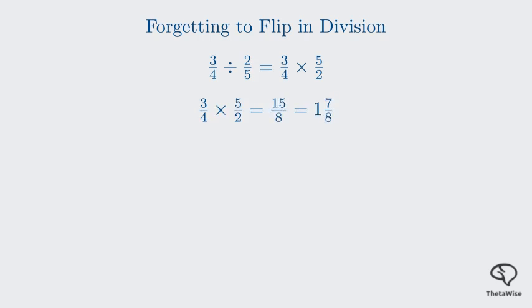Now we multiply across. 3 times 5 is 15, and 4 times 2 is 8. The answer is 15/8, which can be written as the mixed number 1 and 7/8. A common mistake is to multiply without flipping, which would give you 6/20, a completely different and incorrect answer. Always remember to flip the second fraction when dividing.